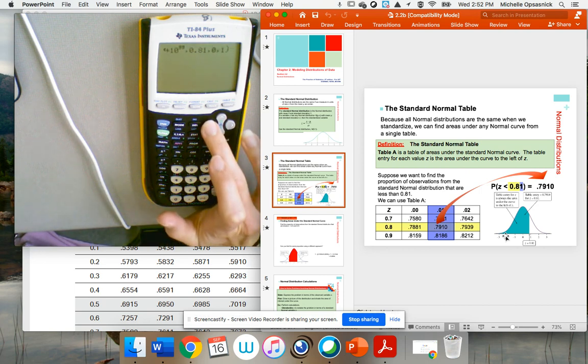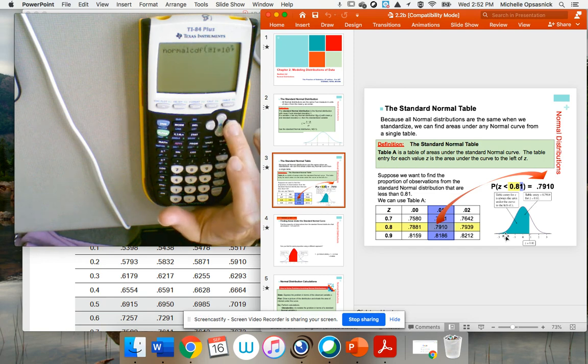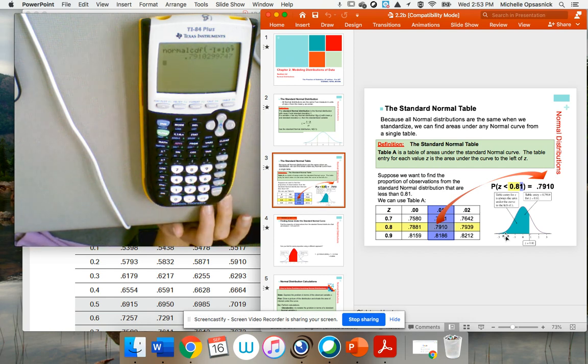And this is what you would see if you didn't have the menu on the previous screen. Your calculator would just say normal CDF. You type in that lower bound, followed by a comma, upper bound, followed by a comma, mu, and sigma. Then I hit enter, and I get the same thing that Table A gives me. So this matches what's on that PowerPoint slide.